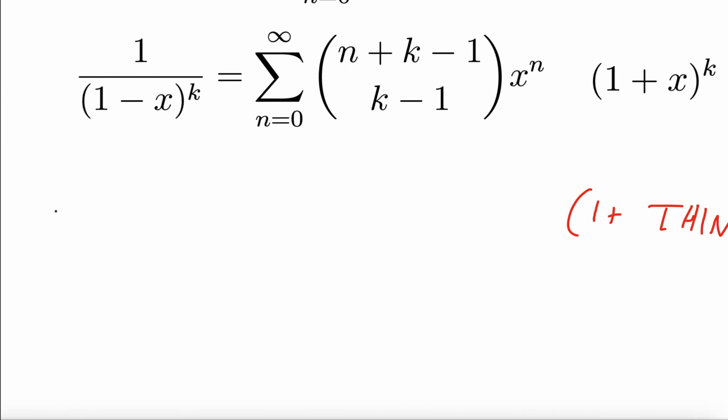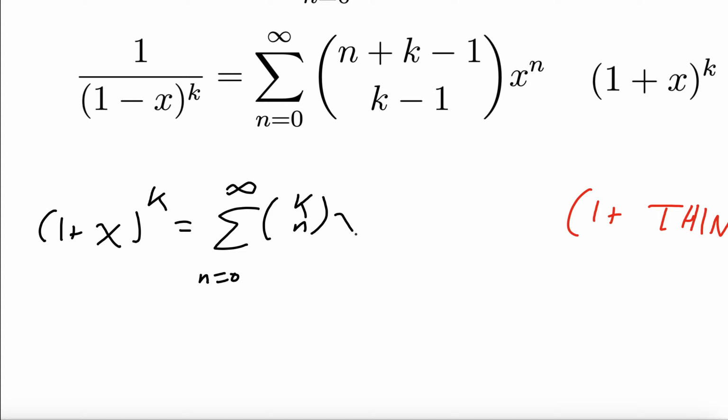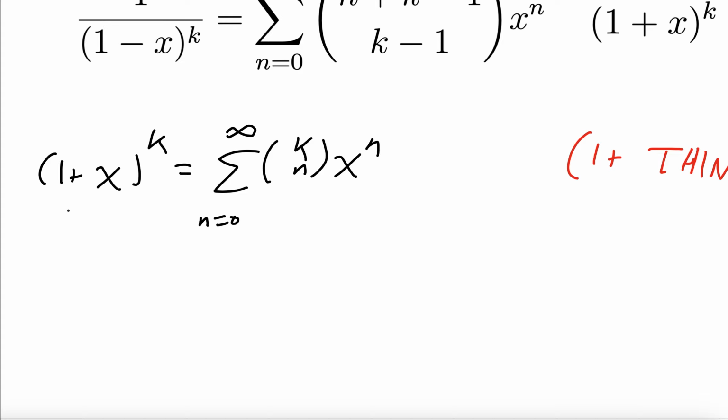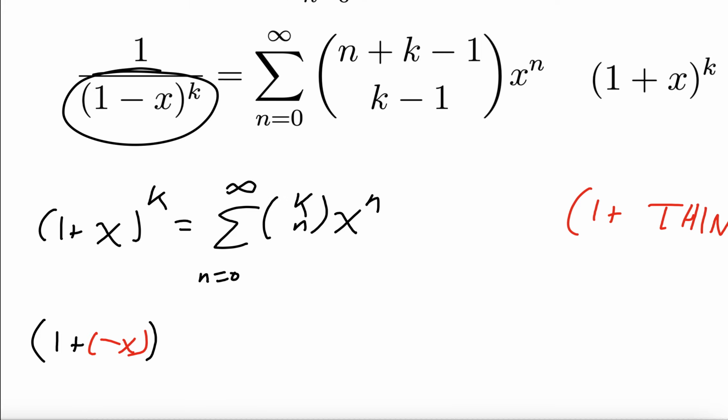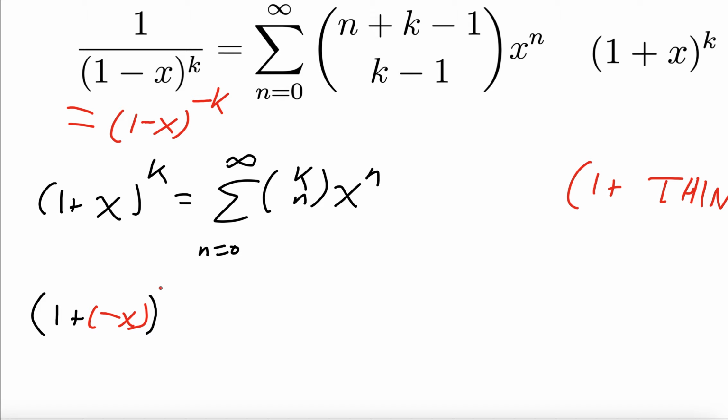Well, let's start with (1 plus x) to the k. And that's equal to, of course, the sum as n goes from 0 to infinity of k choose n, x to the n. Now we want 1 minus x. So what if we just replace the x with minus x? So we have 1 plus, in parentheses, minus x. And then instead of having k in the numerator, we want it in the denominator. And recall that this is the same thing as (1 minus x) to the minus k. So let's replace the k with minus k.